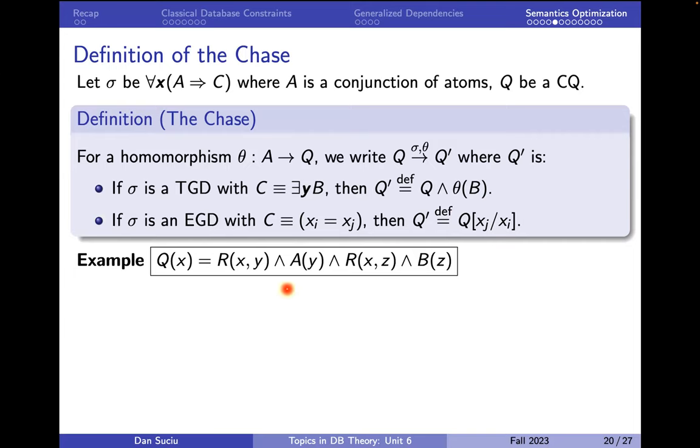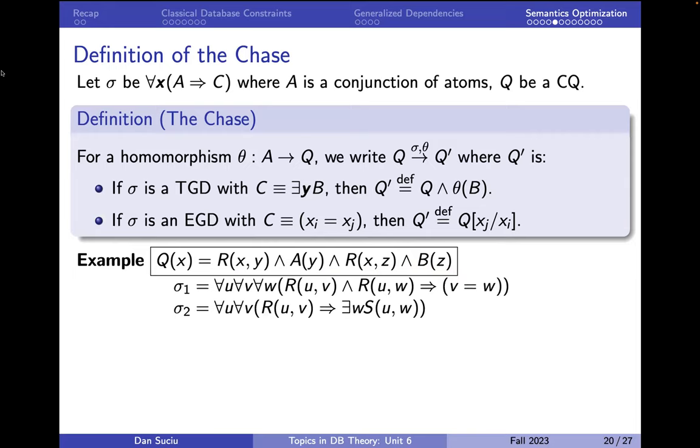Here is a query. R(x,y) and A(y), then R(x,z) and B(z). And I have two constraints. The first one is an EGD, says that u is a key in R. You can imagine what happens to this query. And the second one is an inclusion dependency, says that everything in the first position of R also occurs in S.